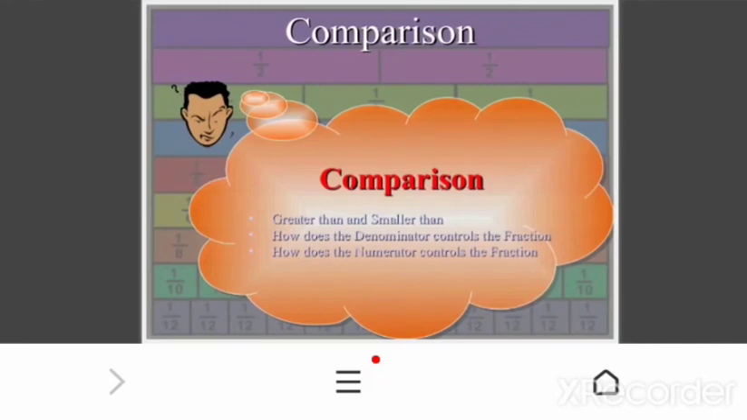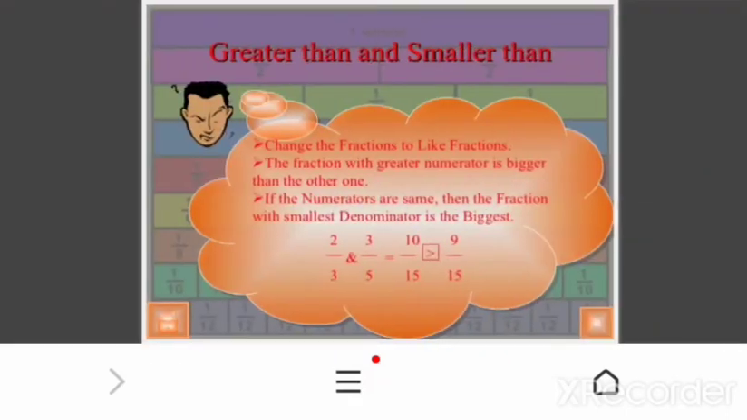Now children, we will understand how to compare fractions, comparison. Comparison means what? Greater than and smaller than. How does the denominator control the fraction and how does the numerator control the fraction? Let us see. Now children, greater than and smaller than. What will you do, children?